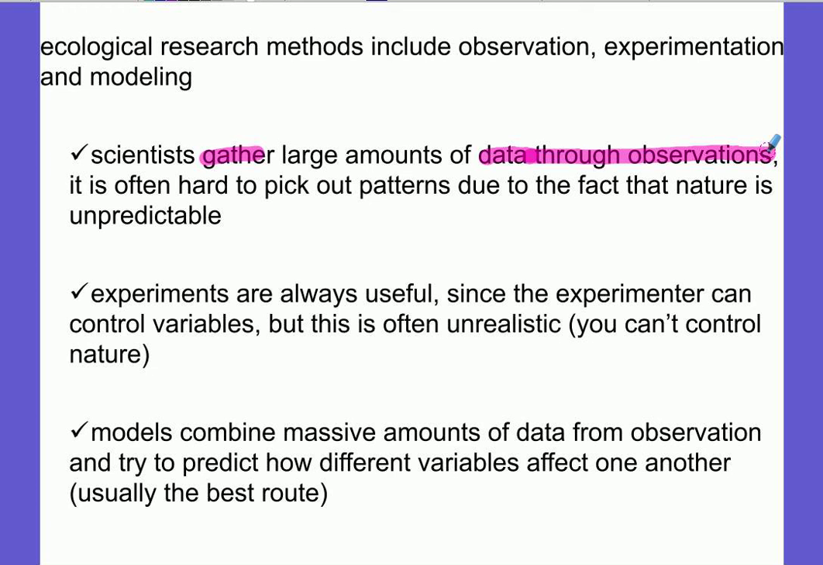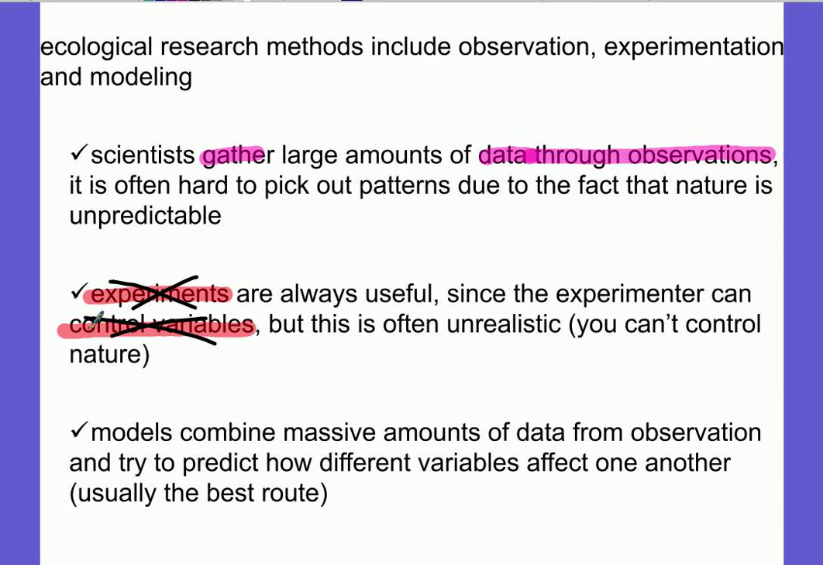Sometimes it's kind of hard to pick out patterns because nature is kind of unpredictable. In most sciences, it would be ideal if we could do an experiment, but in an experiment, you have to control variables. And that's actually kind of impossible in nature. You know you can't control things in nature. So since we can't really control our variables, we can't really do experiments when it's all said and done. At least not the way that we would like to.